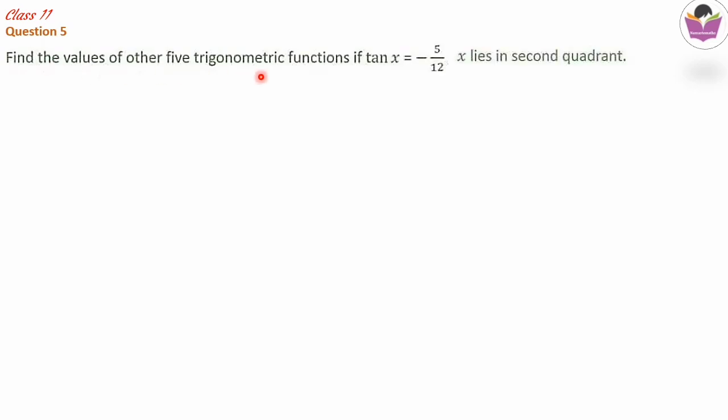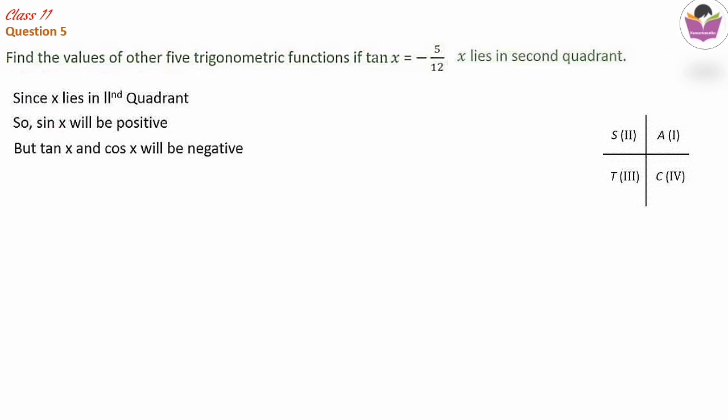Move on to question number 5. Find the values of the other 5 trigonometric functions if tan x is equal to minus 5 by 12, and x lies in the second quadrant. Here the tan x value is given to us, and x lies in the second quadrant. Second quadrant means sin and cosec will be positive here. So since x lies in the second quadrant, sin x will be positive, but tan x and cos x will be negative. So all other trigonometric ratios will be negative other than sin and cosec.